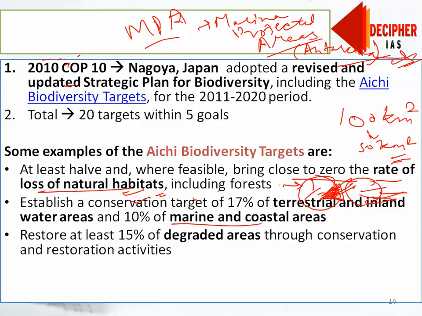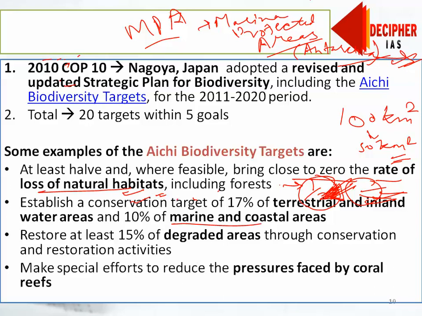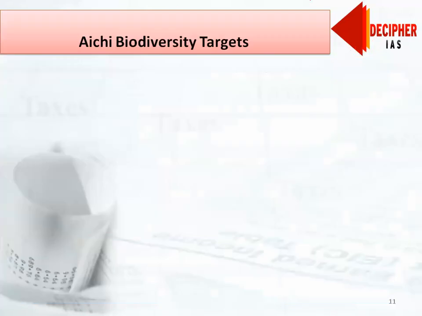So then the third Aichi target is restoring 15% of degraded areas through conservation and restoration. Then making special efforts to reduce the pressure faced by coral reefs. So these are the four targets out of 20 targets I have just told you. Total 20 are there. We don't need to remember each and every one, but we need to know about these 5 strategic goals under which these 20 targets are there.